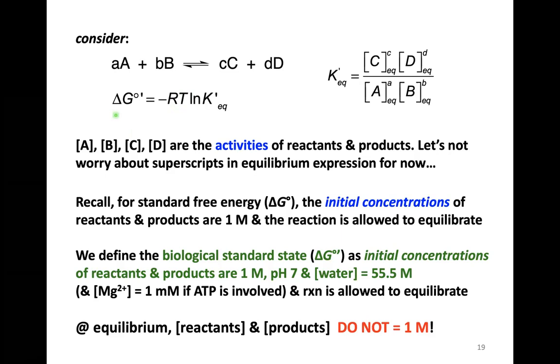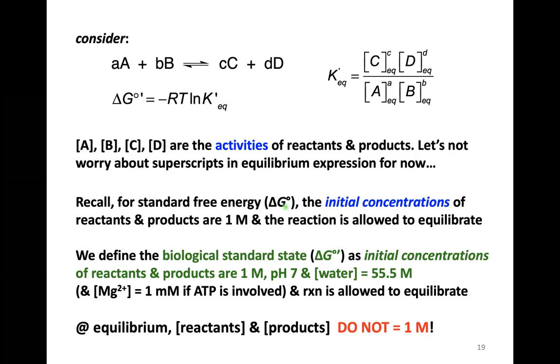When you first encountered the standard Gibbs free energy, we defined it where the initial concentrations of the reactants and products are at 1 molar and the reaction is allowed to equilibrate. Okay, so the final concentrations at equilibrium are not going to equal 1 molar.